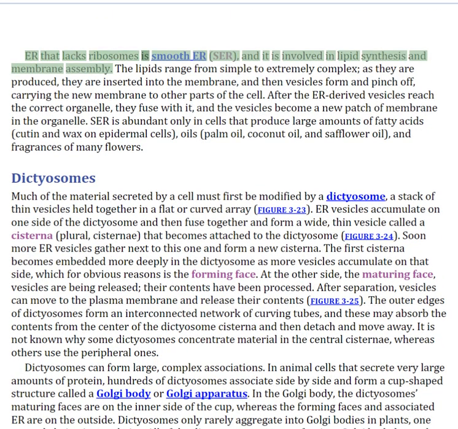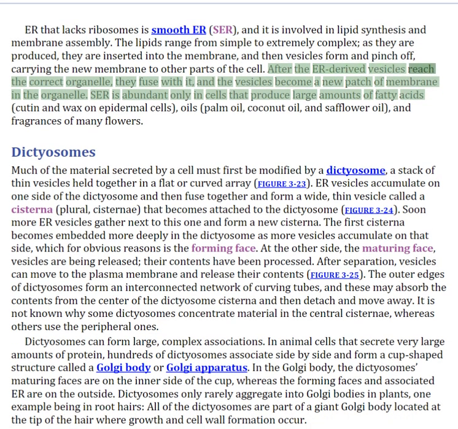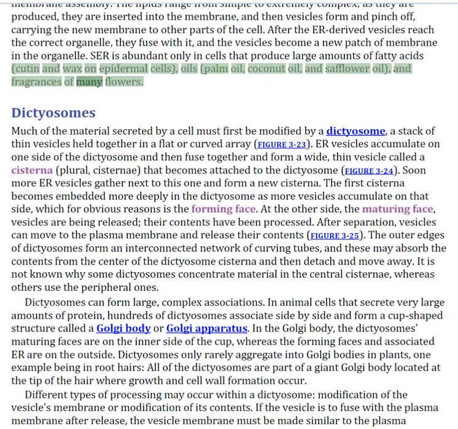ER that lacks ribosomes is smooth ER, and it is involved in lipid synthesis and membrane assembly. The lipids range from simple to extremely complex. As they are produced, they are inserted into the membrane, and then vesicles form and pinch off, carrying the new membrane to other parts of the cell. After the ER-derived vesicles reach the correct organelle, they fuse with it, and the vesicles become a new patch of membrane in the organelle. SER is abundant only in cells that produce large amounts of fatty acids, oils, and fragrances of many flowers.